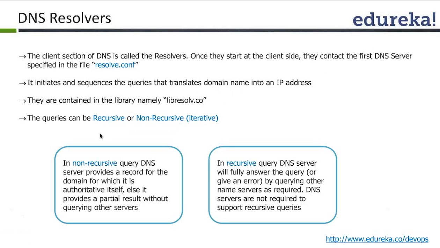As I said, there are 2 types of resolutions. One is called recursive, one is called iterative. So what happens in a recursive? In a recursive query, the DNS server will fully answer the query by querying other DNS servers as required. DNS servers are not required to support a recursive query. Now, what this means is all requests which come from the client are all recursive.